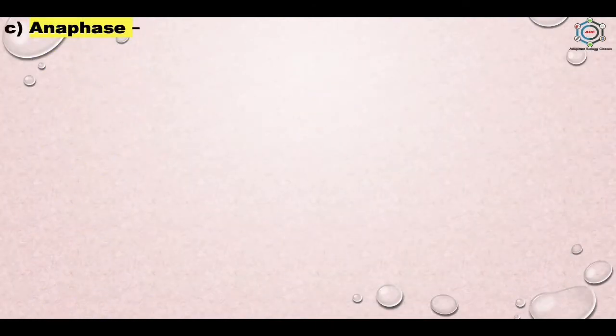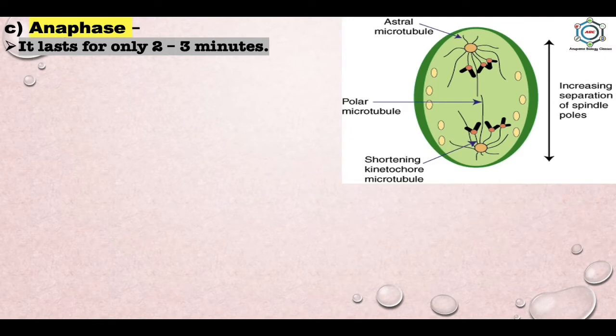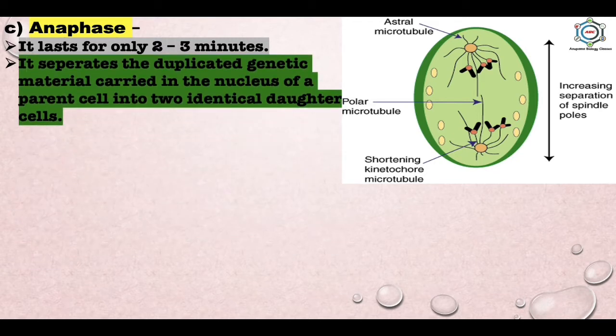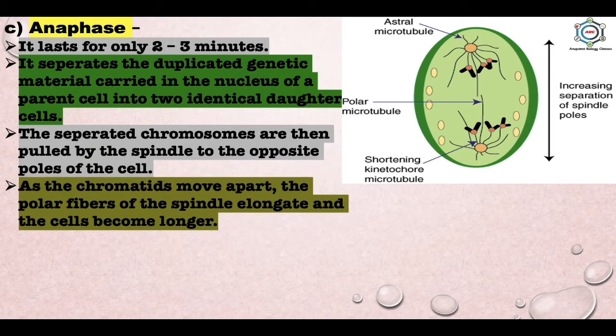Now, the third stage, that is the anaphase. It lasts for only 2 to 3 minutes. In this picture, you can see the sister chromatids of each chromosome separate from their respective mates and begin to move towards the opposite poles. It separates the duplicated genetic material carried in the nucleus of a parent cell into two identical daughter cells. The separated chromosomes are then pulled by the spindle to the opposite poles of the cell. As the chromatids move apart, the polar fibers of the spindle elongate and the cell becomes longer.